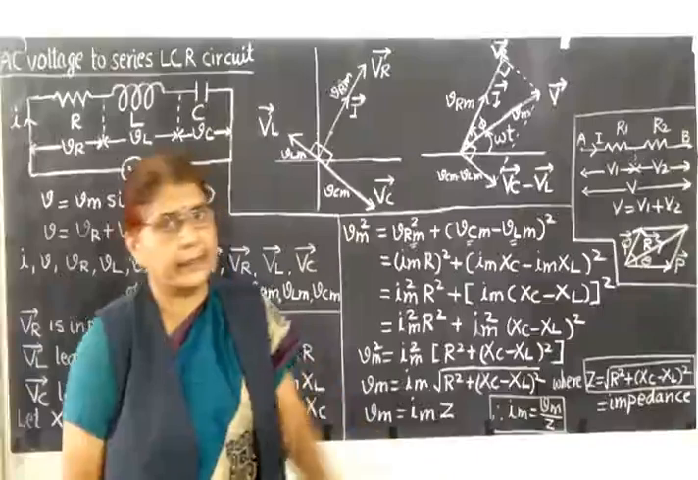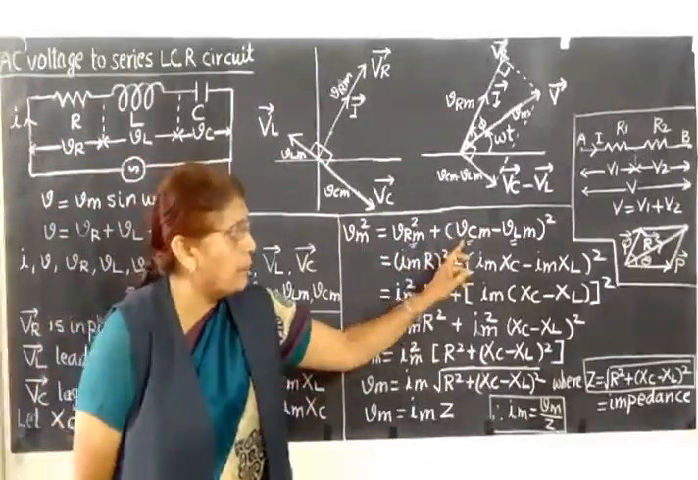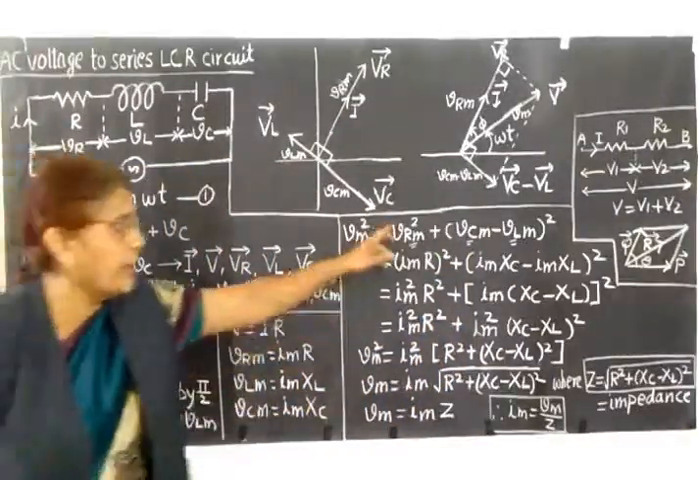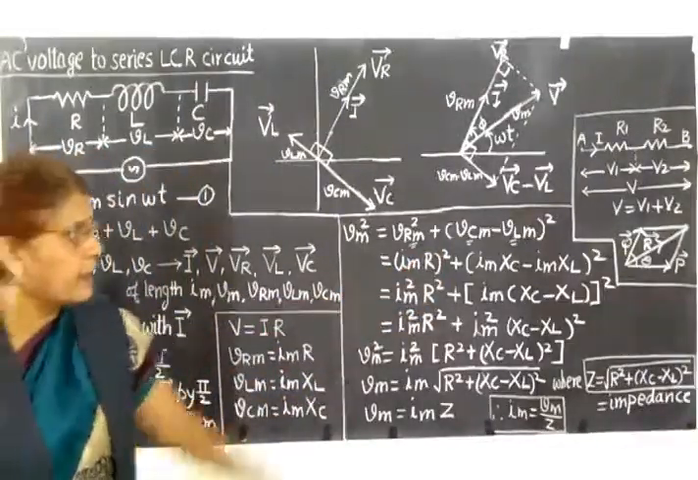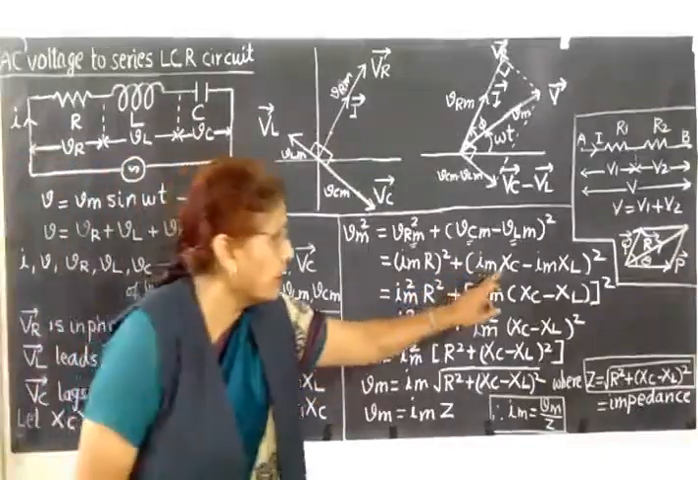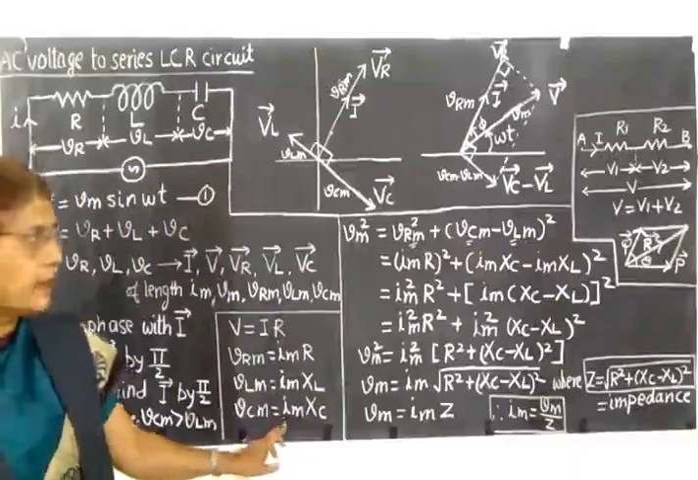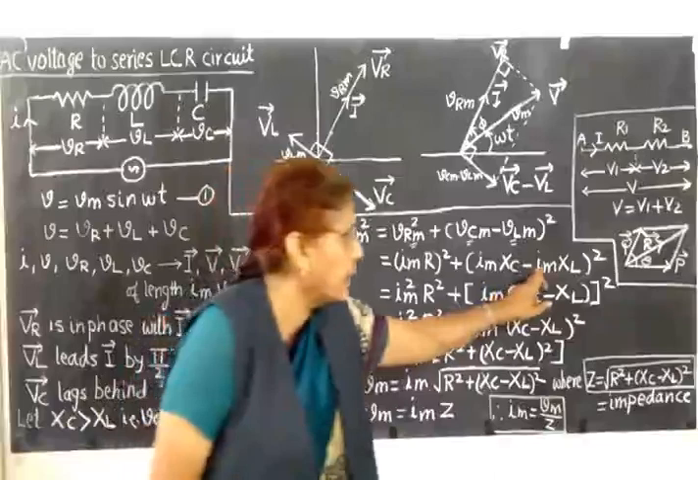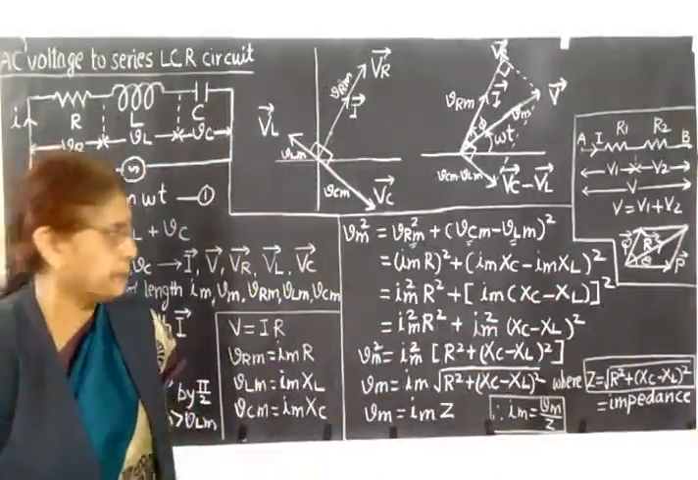Now let us simplify this. Let us put in the values of each of Vrm, VCM, VLM. We have written down the values here, and we shall substitute them. Vrm is nothing but ImR, so this is (ImR) whole square. Then VCM is nothing but ImXC, so I have written it here. Then VLM is nothing but ImXL. So I have written it here, Im into XL. I have just substituted the values and squared.